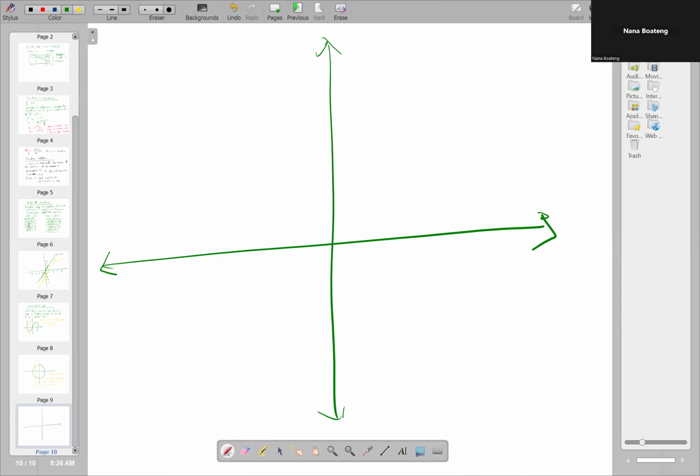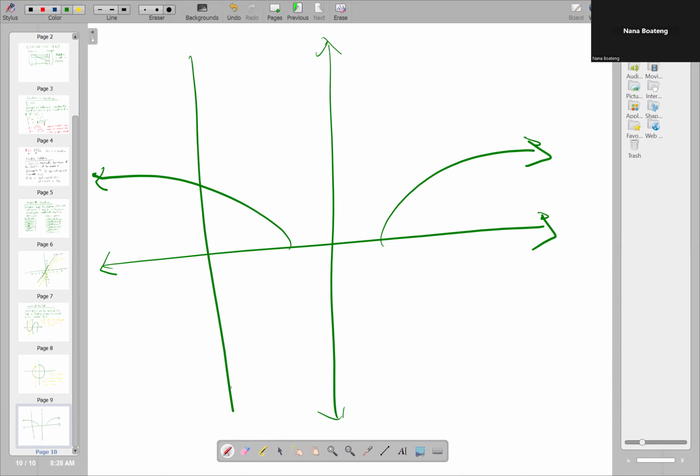We have a graph that looks like this. If we draw vertical lines through this, you can see that the vertical line on either side intersects once. So this is a function. So that's how we determine whether an equation is a function or not.